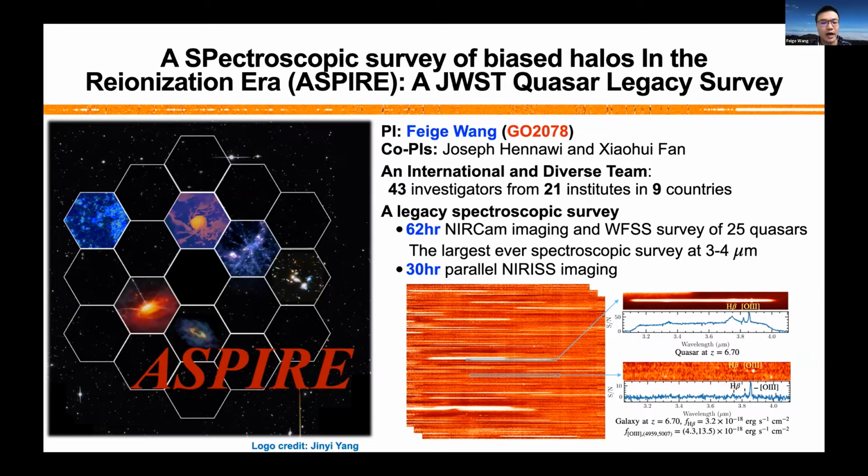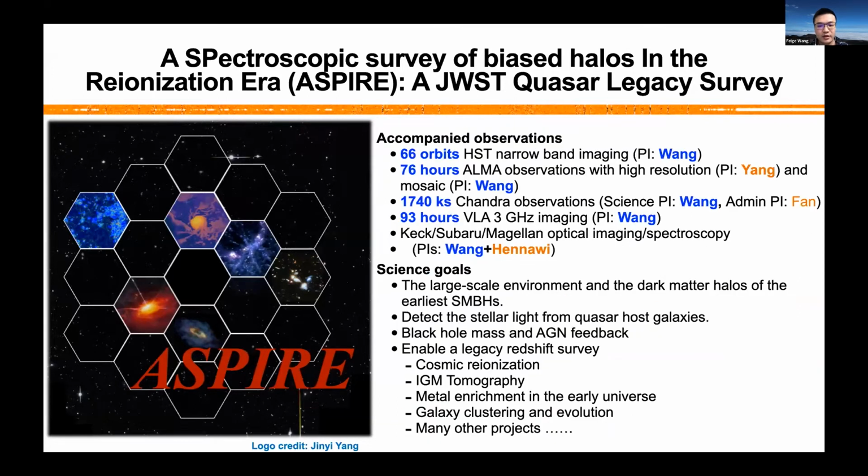Here I should highlight one program led by myself and my collaborators. It's a medium-sized program. We are trying to target 25 quasars with near-infrared slitless imaging, to target all the galaxies in the quasar field and find out whether these quasars are located in overdense regions. I will skip this slide.